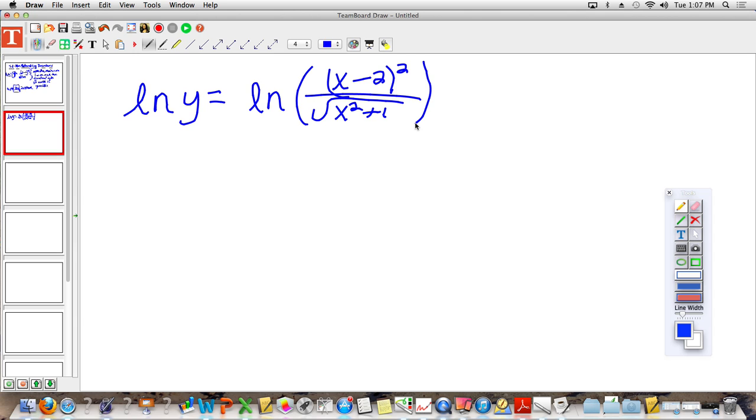Before we can take the derivative of it though, we probably should do some rewriting using our properties of natural logs. So the right side of this is going to be the ln of. We have two things right here that are being divided. So when they are being divided, I have to subtract them. So I'm going to have the ln of x minus 2 squared minus the ln of the square root of x squared plus 1.